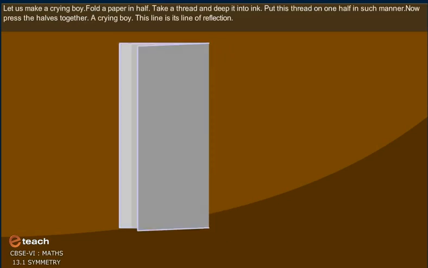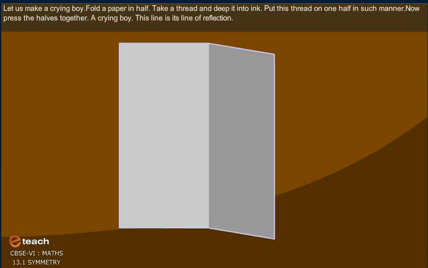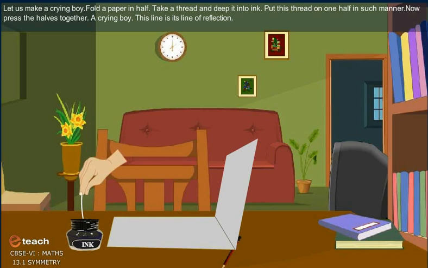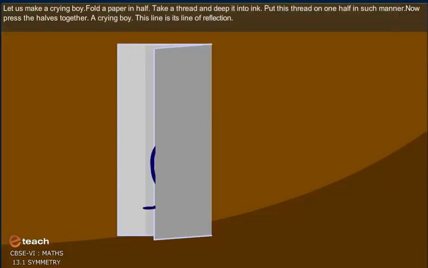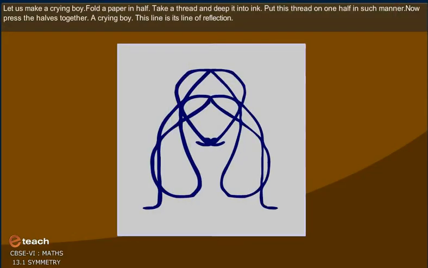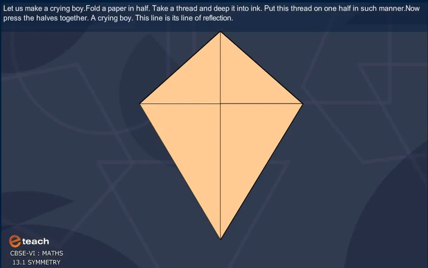Let us make a crying boy. Fold a paper in half. Take a thread and dip it into ink. Put this thread on one half in such a manner. Now press the halves together. A crying boy. This line is its line of reflection.